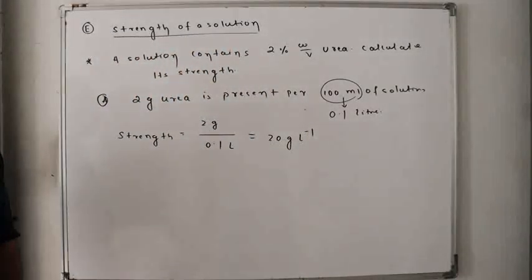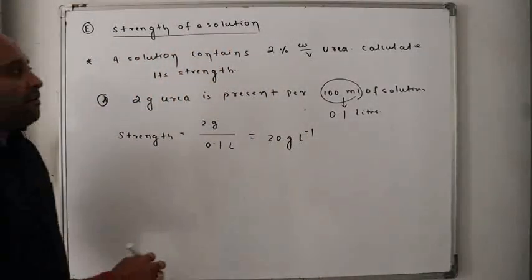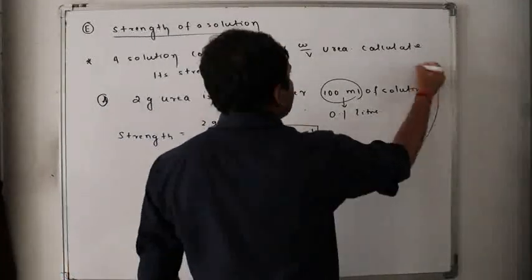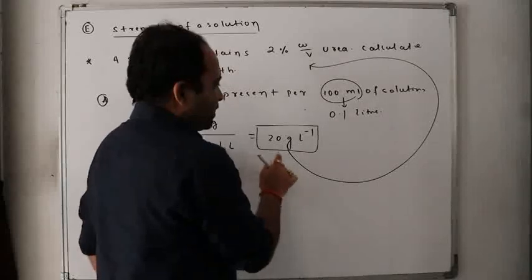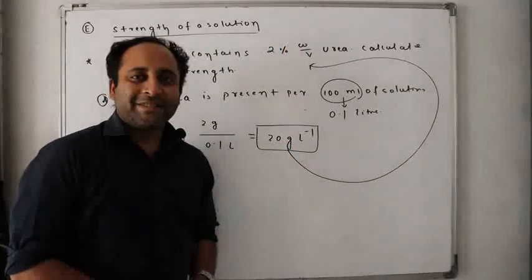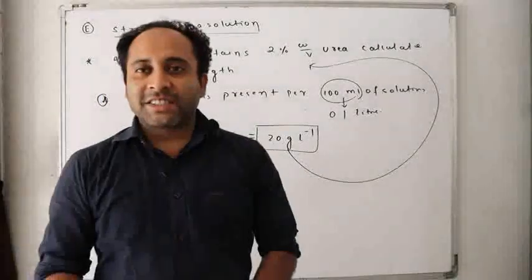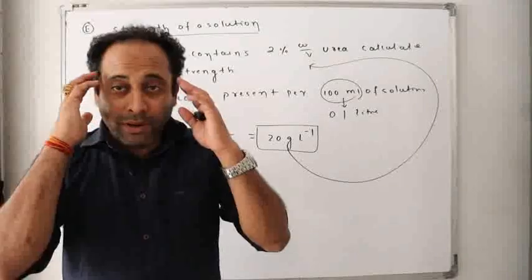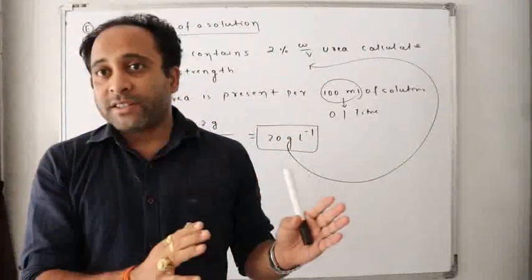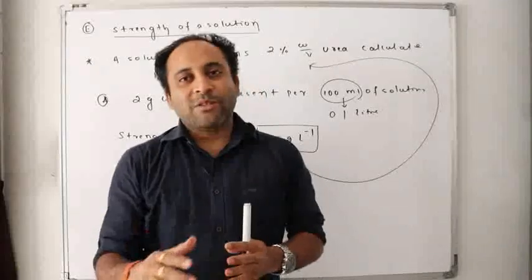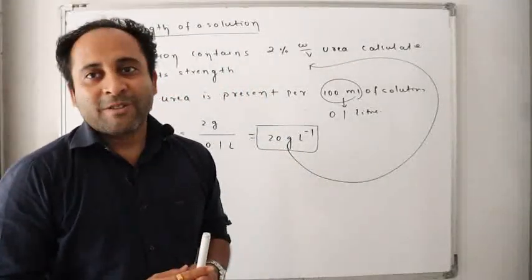Easy? Clear? And if necessary, I can convert this 20 gram per liter also into W by V. Sometimes this is given, you need to find this. These are interconversions of concentrations, and these questions are very frequent. So you have to understand the definitions, apply the definitions, and understand the concepts behind that. Easy. Now let us go for the next method of expressing the concentration.